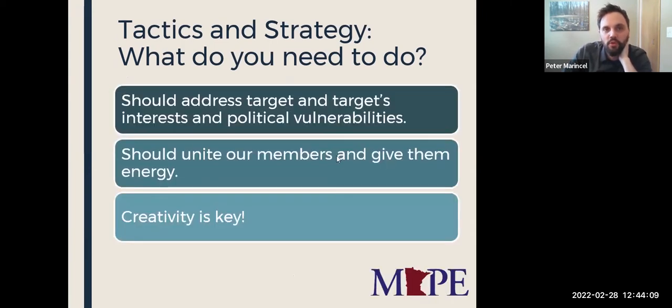Cool. So tactics and strategies. These are some of the things that we think about, and I think you guys have named them. It should address the target and the target's interests and political vulnerabilities. So sometimes that might be an HR person's need to get position descriptions done. It might be a governor's need to get reelected. It might be a commissioner's desire to have a particular story about their agency and not have one that's different, right?